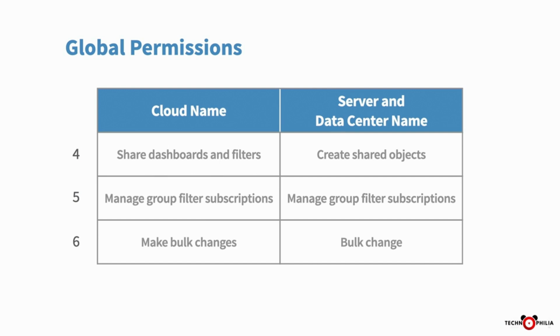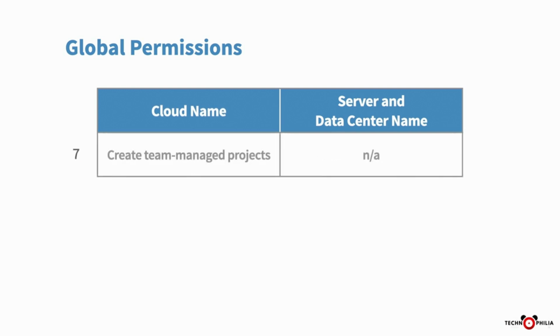The Make Bulk Changes or Bulk Change permission controls the ability to edit, move, transition, or delete multiple issues at once. With this permission, users can change 1,000 issues at a time in the projects that they have access to. In Server and Data Center, this limit is configurable. You may want to exclude this ability for external users.